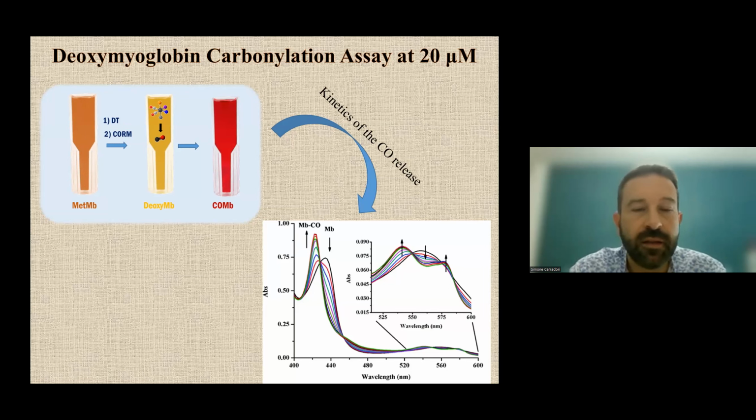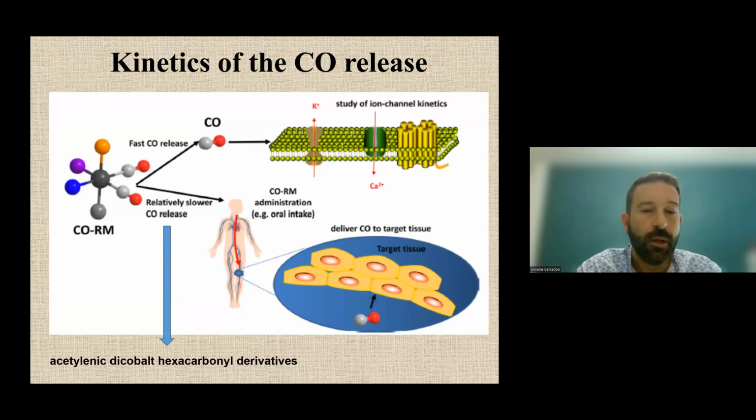In particular, the assay follows over time, by spectrophotometric analysis, the decrease of the band relative to the myoglobin and the increase of the two bands relative to the carboxymyoglobin. So it is important to know not only how much carbon monoxide will be released, but also the kinetics of this release in the time frame.